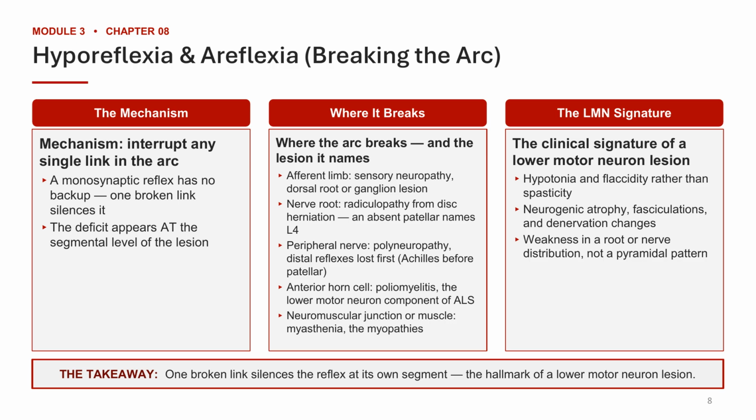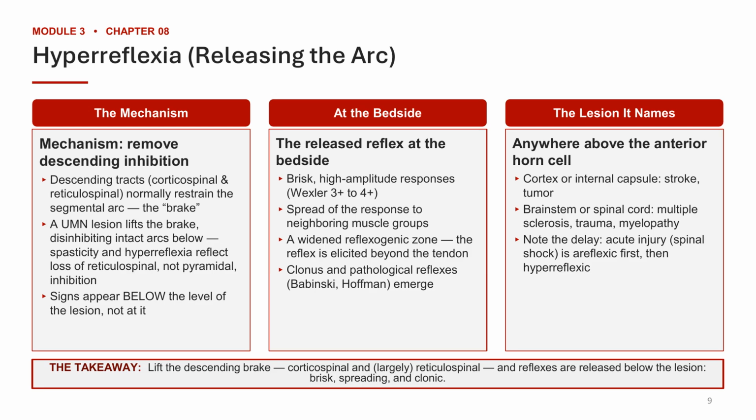One broken link, silencing the reflex at its own segment. That is the hallmark of a lower motor neuron lesion. Now the second mechanism, and the one students find genuinely counterintuitive. The mechanism is removal of descending inhibition. The corticospinal and reticulospinal tracts normally restrain the segmental arc, the brake. An upper motor neuron lesion lifts that brake, and every intact arc below is disinhibited.